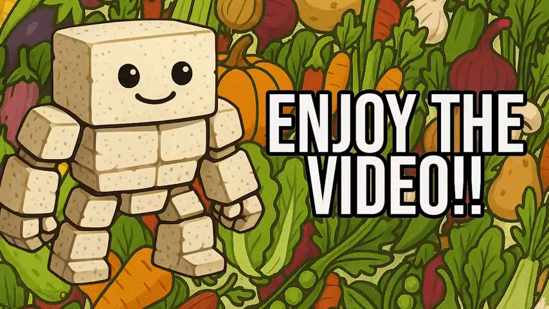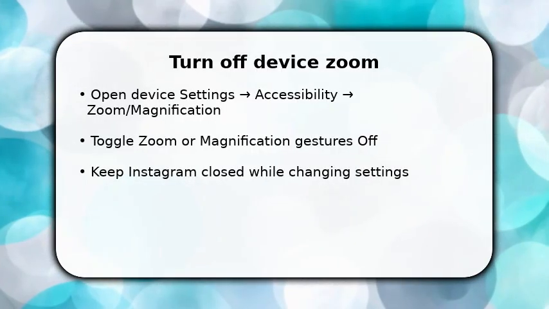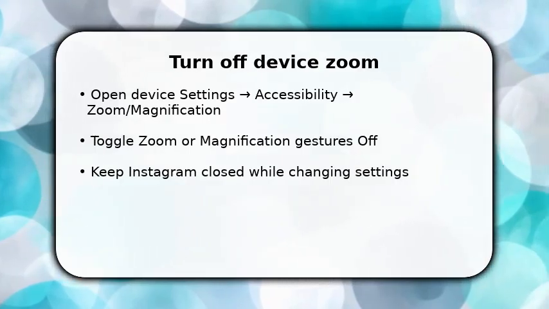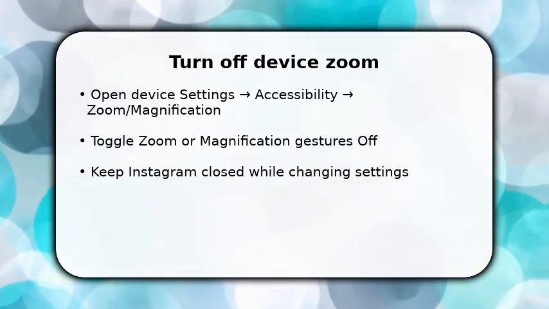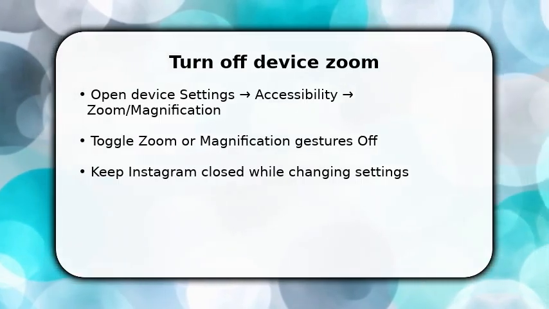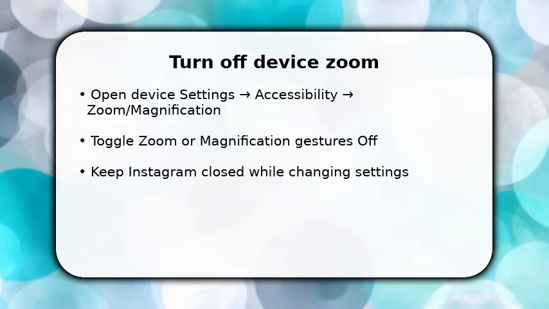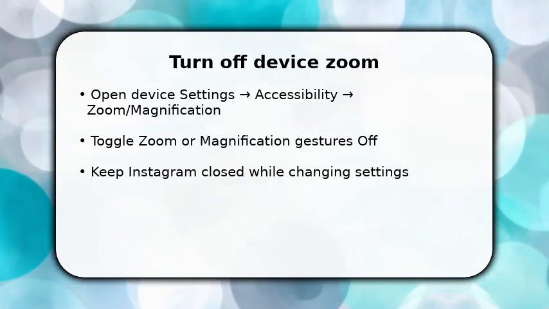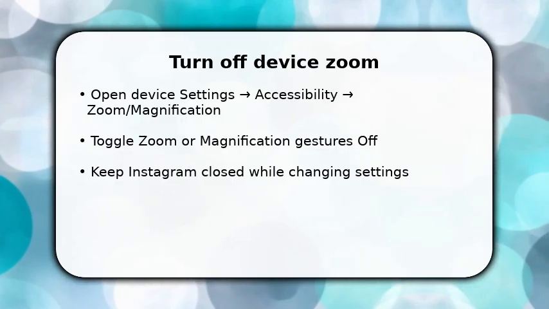Please enjoy the video. You start by stopping system-level zoom so the app can't magnify when you tap. On iPhone, go to Settings, Accessibility, Zoom, and switch it off. On Android, go to Settings, Accessibility, Magnification, and disable gestures.